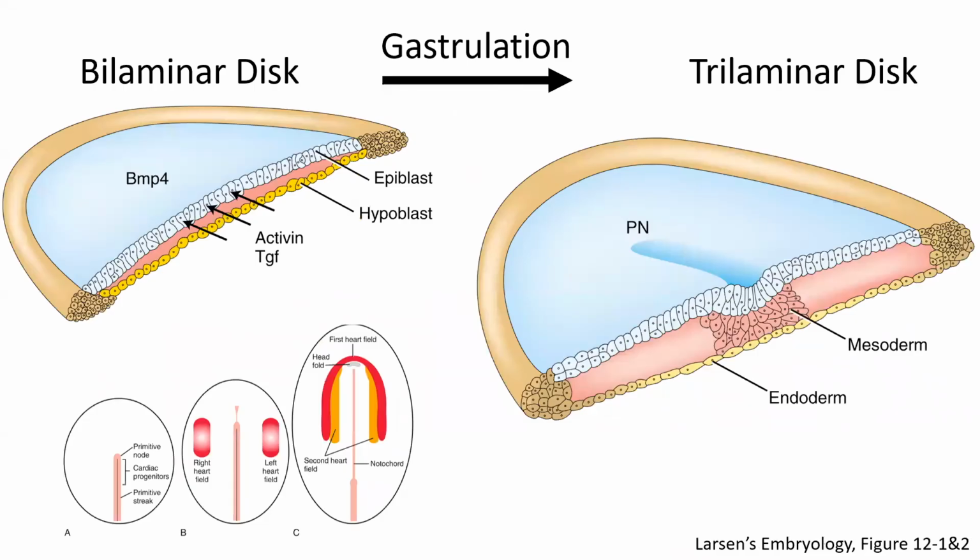So skipping to the bilaminar disc here, after gastrulation, we get the three germ layers, the ectoderm, mesoderm, and endoderm, the primitive node and primitive streak. And the cranial third of this streak forms the right and left heart fields that then coalesce into two crescent-shaped first and second heart fields. And even at this stage, you can appreciate that all three axes of asymmetry exist. There's a left, there's a right, there's cranial, there's caudal, and there's an ectoderm and endoderm, so I guess a top and a bottom there.